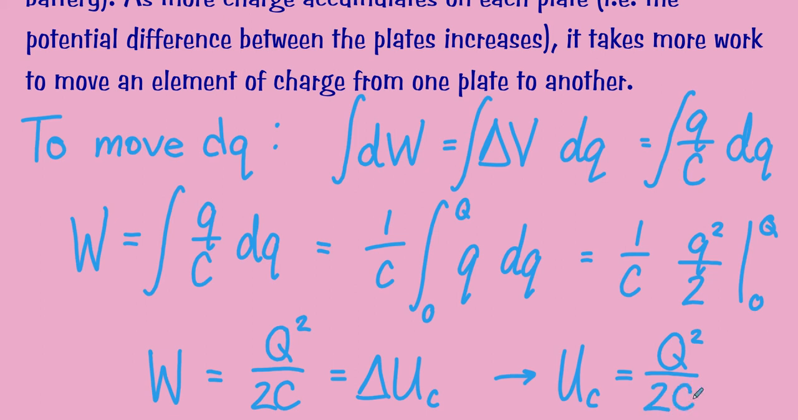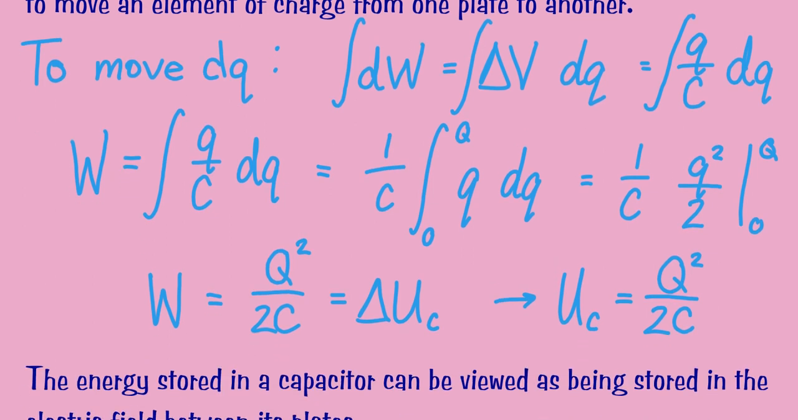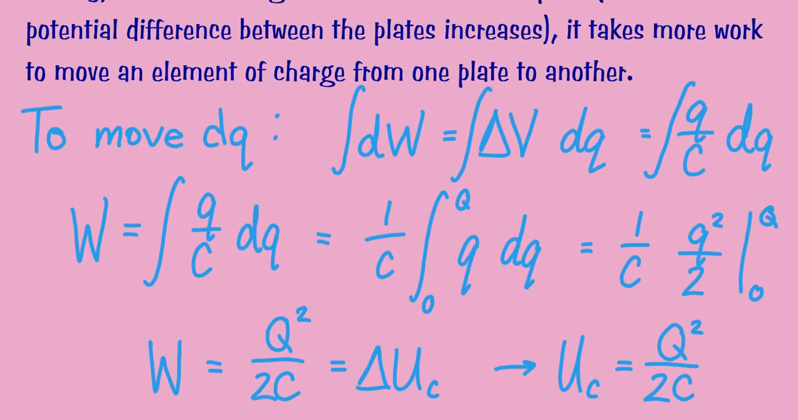Now, using my equation for capacitance, the capacitance is charge divided by potential difference, I could write this equation in a couple of other ways as well. So, for example, I could write this equation as 1/2 Q times delta V, or I could write this equation as 1/2 C times delta V squared. Those two other versions are what's on your equation sheet. But again, knowing where those equations came from is important.